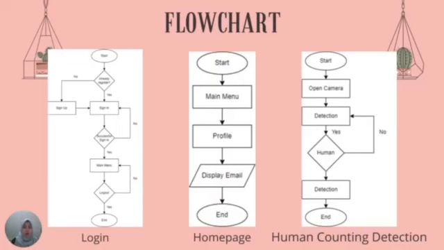In this part, I show the flowcharts for this system. There are three flowcharts. First is login, secondly is the main page, and lastly is the human counting detection flowchart. The login flowchart validates whether the user is already logged in or not. Once the user signs in, they can successfully sign in to the application if their data is in the database. Meanwhile, if the user's data is incorrect or does not exist in the database, the login will fail and the user will have to sign in again or create a new account.